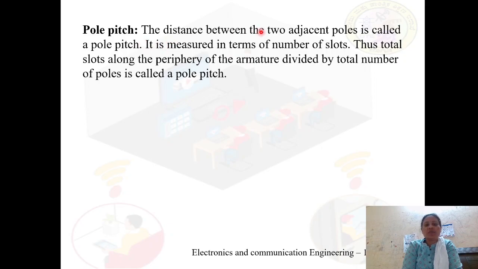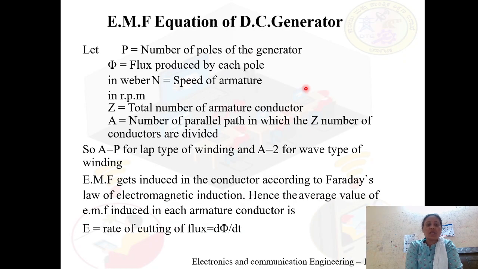Okay. Next, what is meant by pole pitch? Pole pitch is nothing but the distance between two adjacent poles. It is generally measured in terms of the number of slots, that is, the total number of slots in the periphery of the armature divided by the number of poles gives us the pole pitch. I repeat, pole pitch is the distance between two adjacent poles, measured in terms of the number of slots available in the armature periphery. So the total number of slots divided by the number of poles gives us the pole pitch.